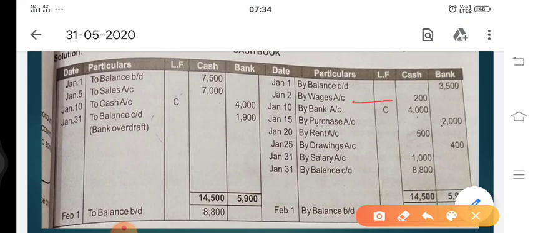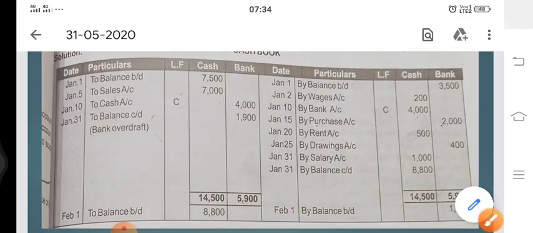Now you should have a question in your mind: since the wages paid, 200, is not specified as paid in cash or through bank, what do we do? We'll assume that it is paid by cash, because since no information is mentioned, we assume that the payment is made through cash. Right, students? By wages account. Moving to the next point.